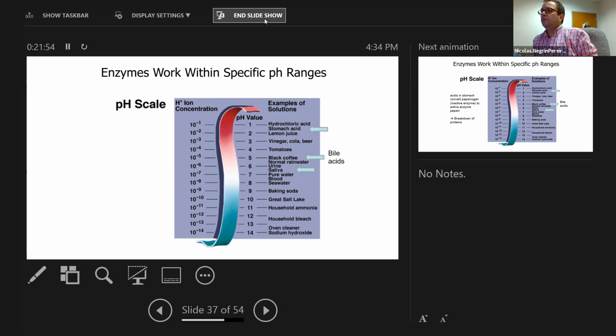So we see that, for example, we will find a whole gradient of pH in the digestive tract that goes from a value of 1, normally present in hydrochloric acid, stomach acid, for example, to a pH of, for example, between 5 and 6, that is characteristic of bile acids, and urine and saliva normally work under alkaline conditions. So that's a pH between 6 to 7 or neutral.